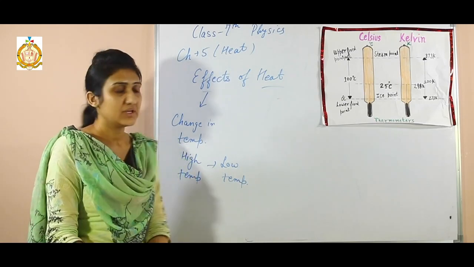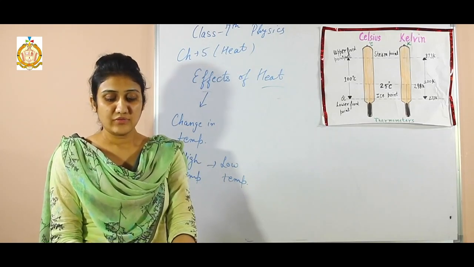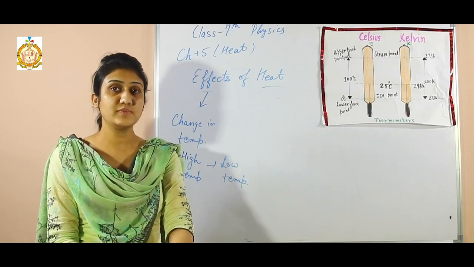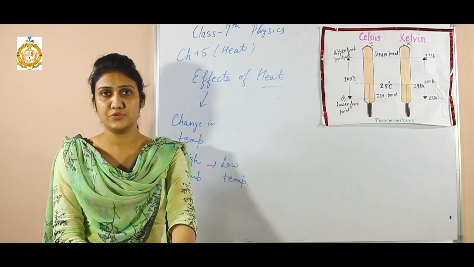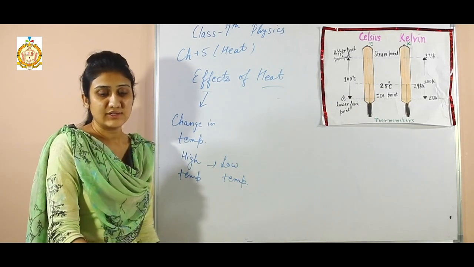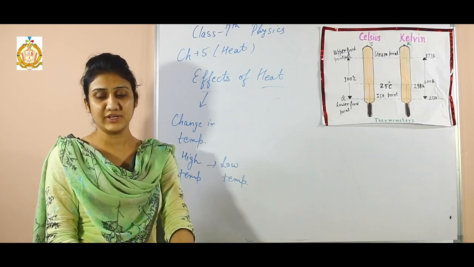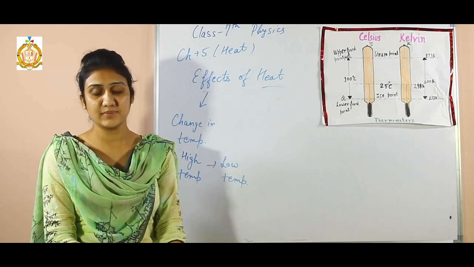The change in temperature also depends upon the nature of the material and the amount of heat supplied. For example, if you place a similar piece of iron and wood in the sunlight, you will observe that the piece of iron becomes hotter than the wood. This is because the change in temperature due to heat also depends on the type of material, and the second point is it depends upon the amount of heat supplied.